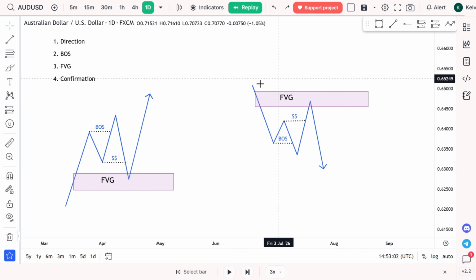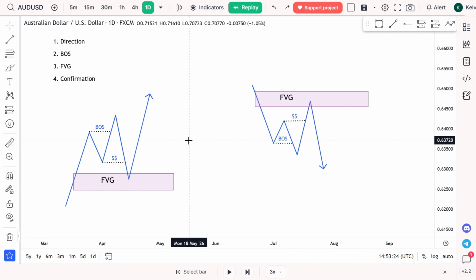And the same case here in the downtrend, we have a very good structure. We have a break of structure to the downside, and then later on the price comes back to the upside, taking out this high as a sweep of liquidity, and then tapping into the fair value gap before the massive move to the downside. So this is all about this strategy.